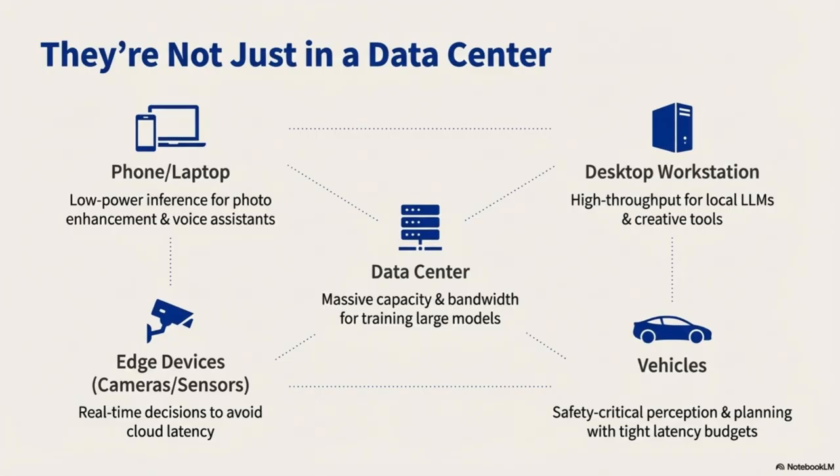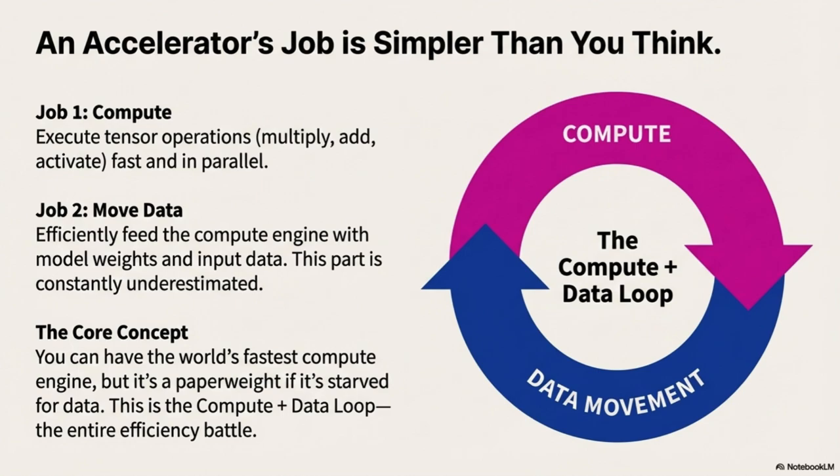Which means the accelerator really has two jobs. The first is the obvious one: compute those tensor operations and do it fast and in parallel. Right. But the second half, and this is the one people always underestimate, is moving data efficiently. This is the whole ball game. You can have the world's fastest compute engine, but it's a paperweight if it can't get the model weights and the input data fast enough to stay busy. The source material calls this the compute plus data loop. That's the entire efficiency battle.